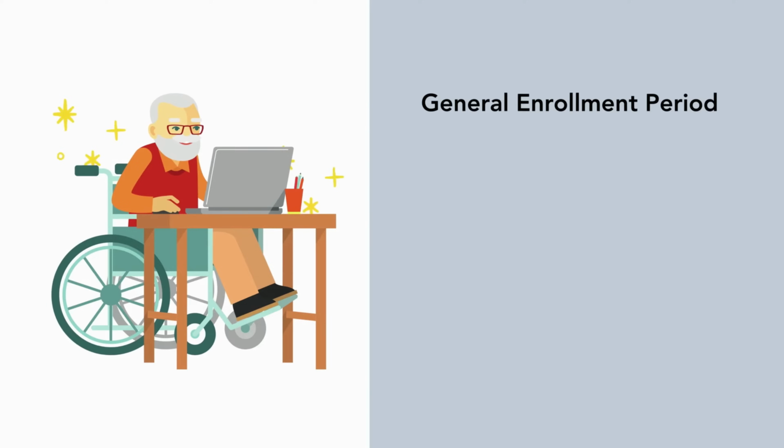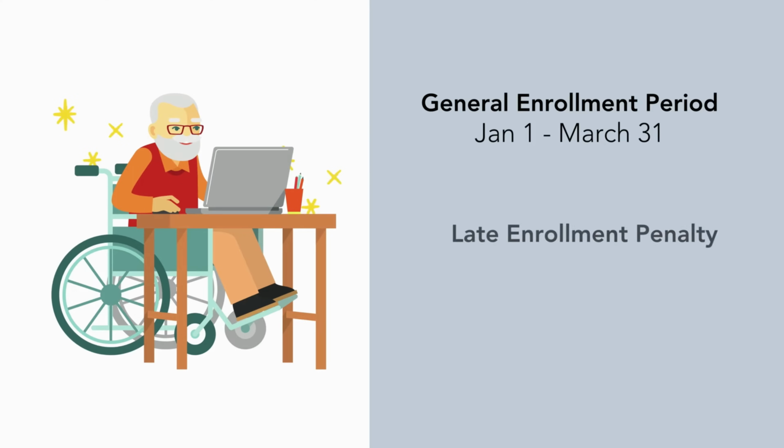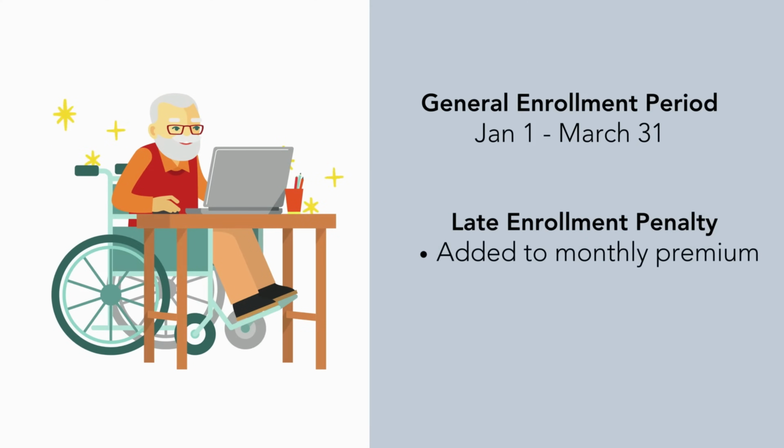The next enrollment period we'll discuss is the general enrollment period, which is usually the last resort. The general enrollment period runs from January 1st to March 31st each year. People who enroll during the GEP often have to pay a late enrollment penalty. This means that the monthly premium will be more costly for every year enrollment was delayed. This late enrollment penalty is usually a lifetime penalty.